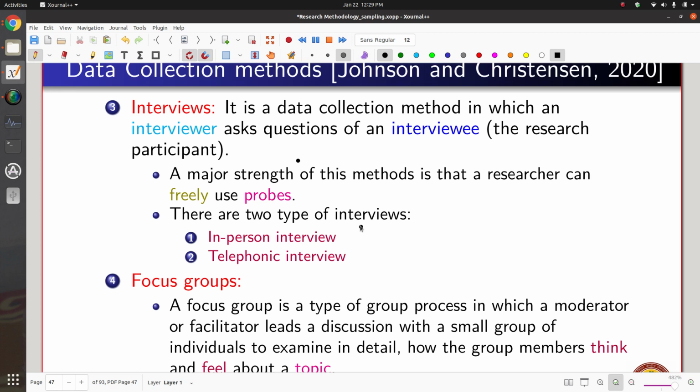However, the advantage of this method is that you can ask questions as per the relevance of their answers, whatever they answer, and then you can freely ask questions, and that means you can use a free kind of probing. As a result you may end up asking different sets of questions with different interviewees. So there is a lot of flexibility in this method.